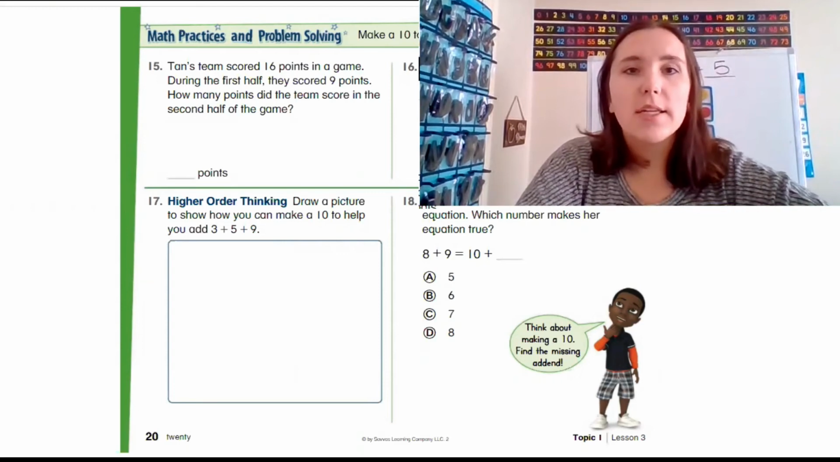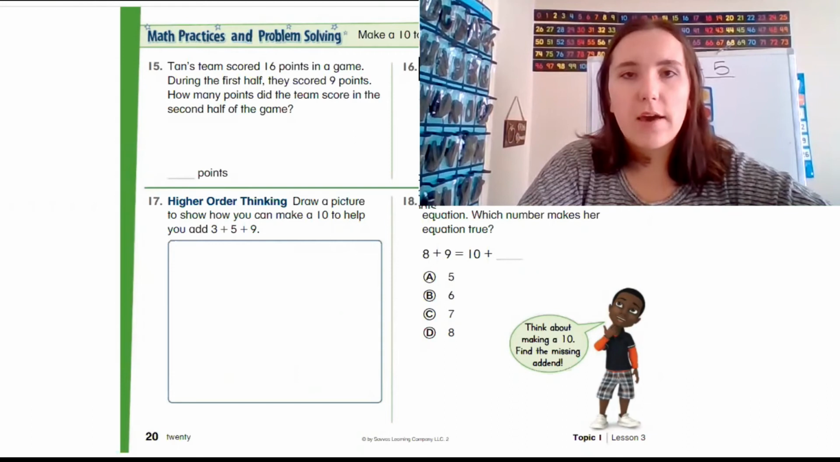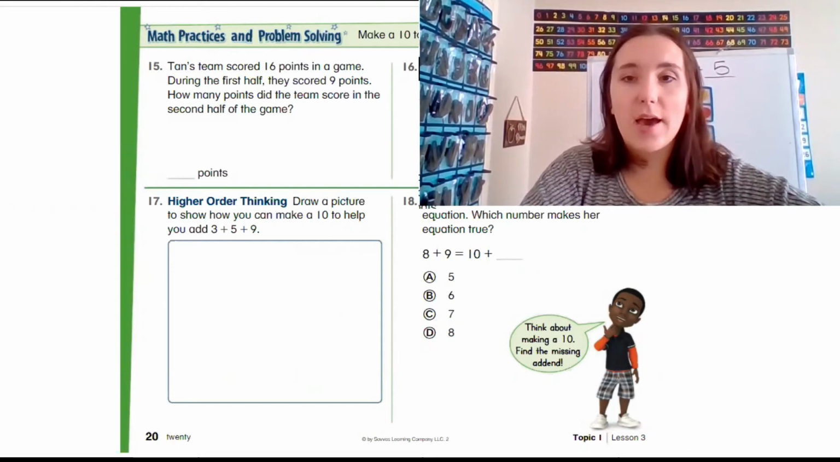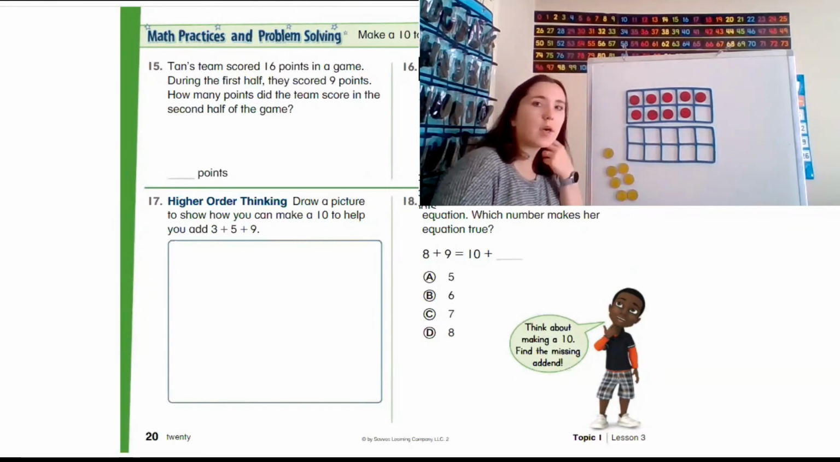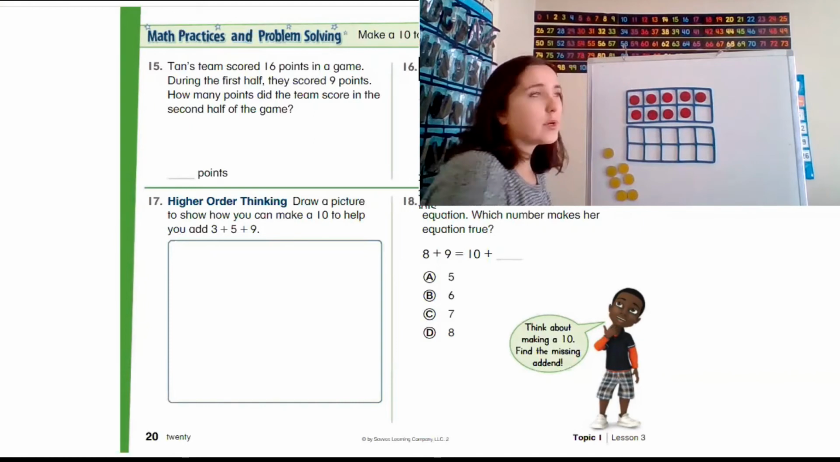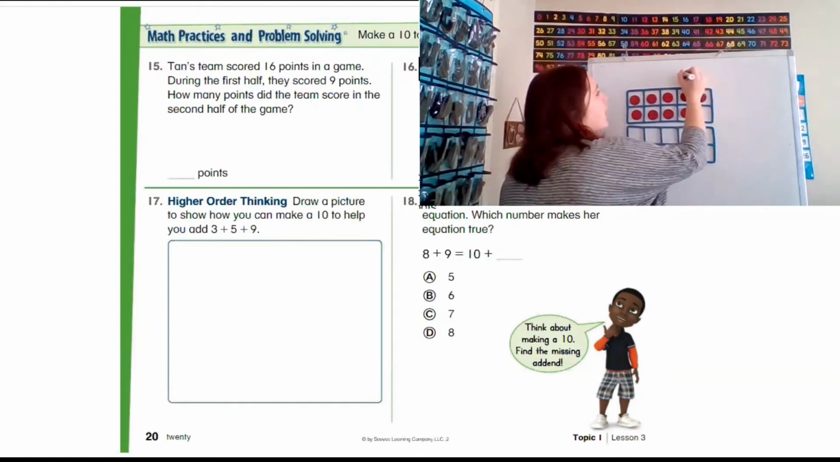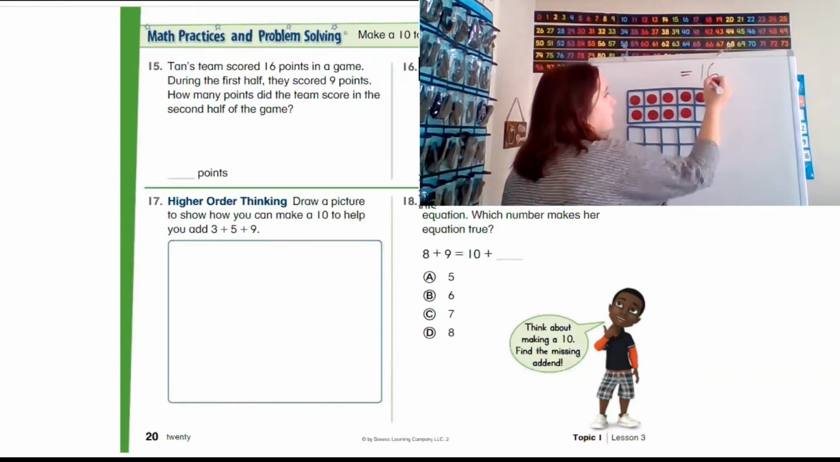It says, Tan's team scored 16 points in a game. During the first half, they scored 9 points. How many points did the team score in the second half? Okay, let's go to the whiteboard to do this problem. We know that they scored 16 points all together. So our answer is going to be 16.